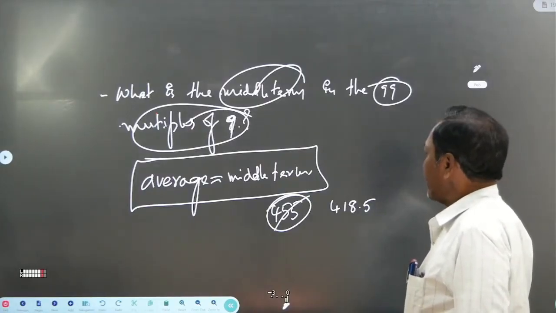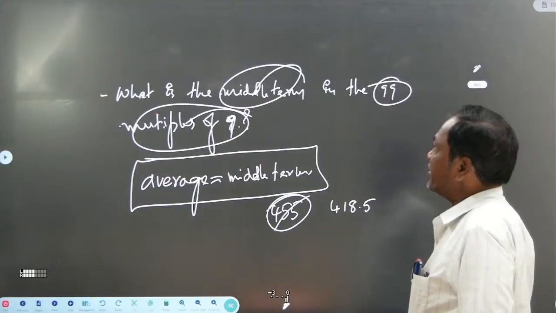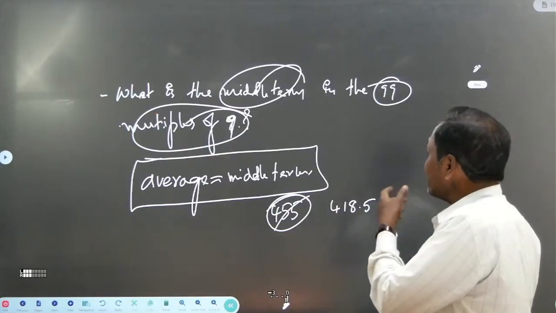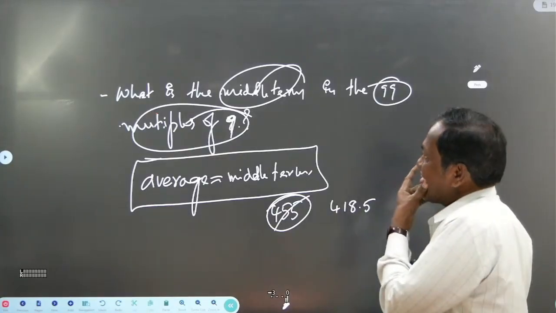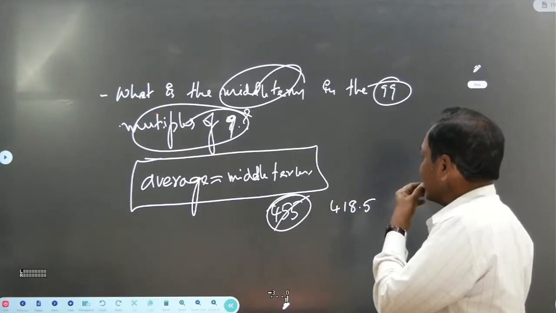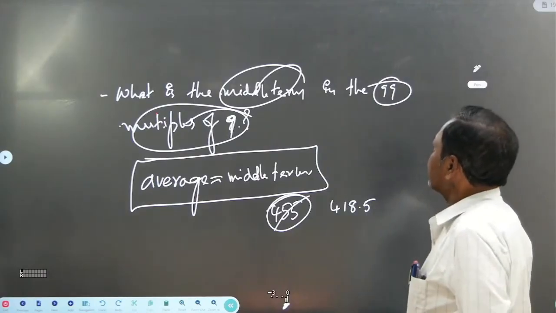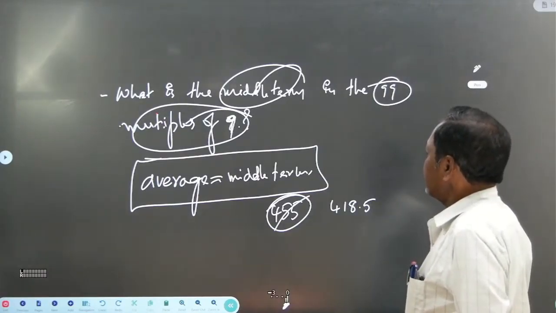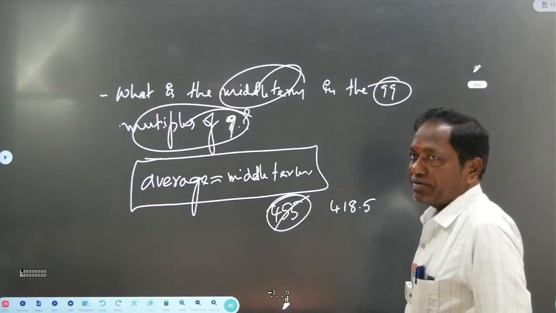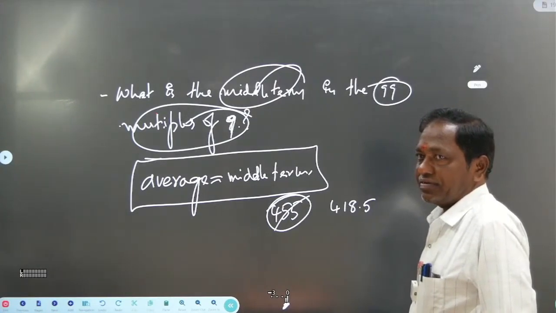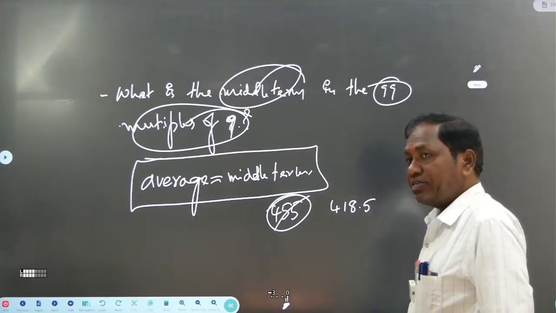What is the middle term? This is the average you can get. Average is the middle term. But there are 99 terms, so there must be a whole number, no? The decimal will not happen. Why is it like that? But that is coming later.